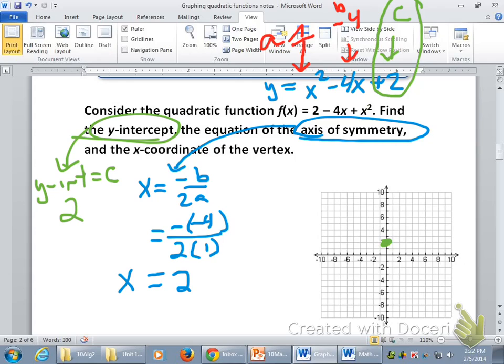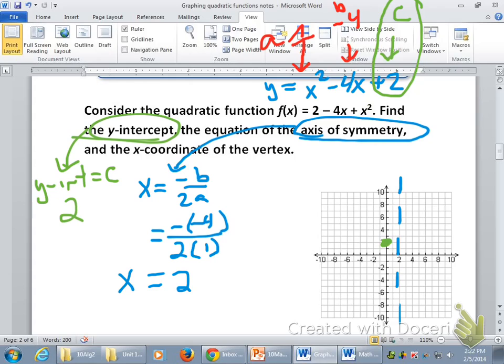Now I don't have to draw this on the graph, but I like to do it just because it shows me where I'm at. That's right along here. That's the axis of symmetry. I got a little sloppy there, but okay, so that's the axis of symmetry.